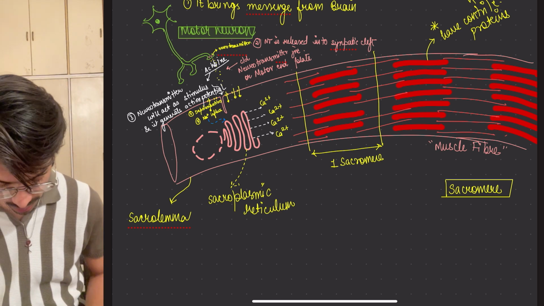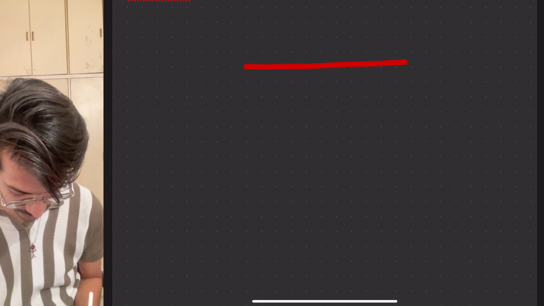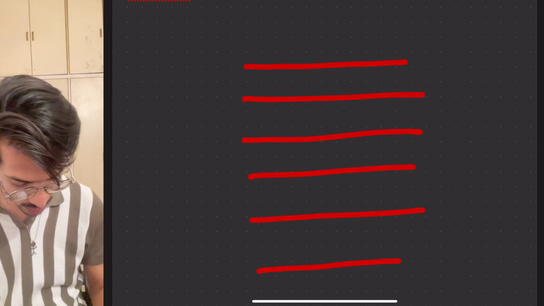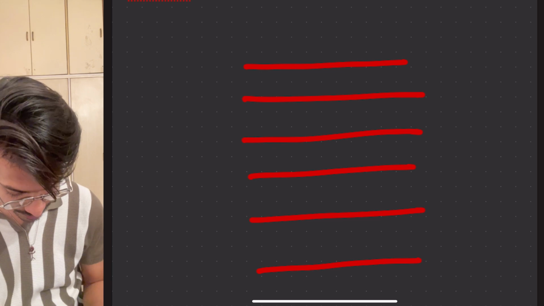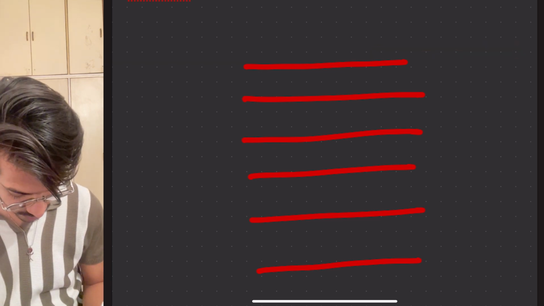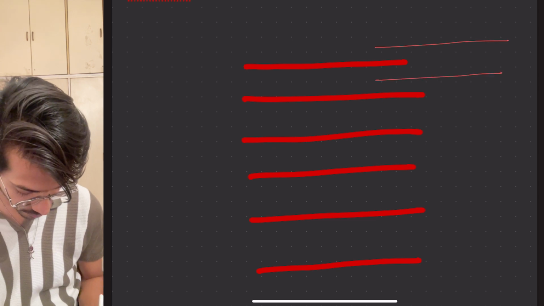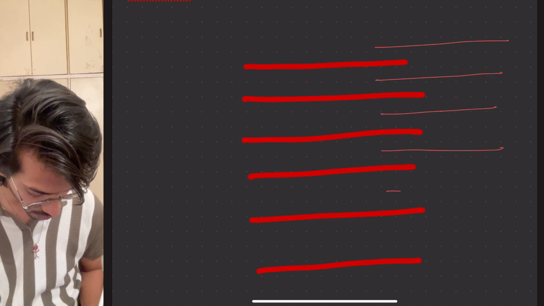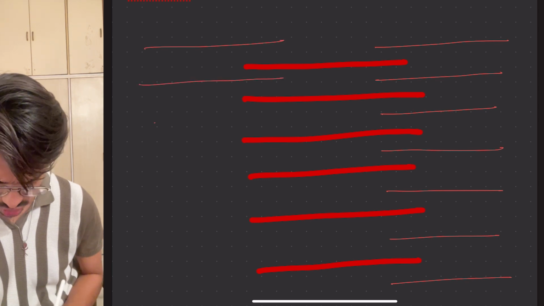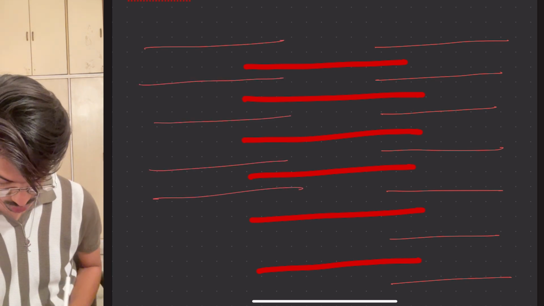So if you see the sarcomere, how will a sarcomere look like? We have thick filaments like this, and we have thin filaments like this. This looks thick, and this is thin filaments. Now understand the terminologies, then we will be able to do one very important conceptual question which has higher chances of coming.